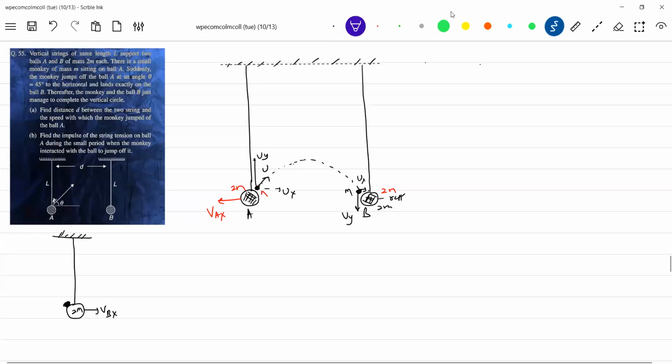Okay, what equations can we write? Initially the monkey was at rest, so by conservation of momentum, m u_x equals m u_x minus 2m V_Ax. So V_Ax is equal to u_x by 2. Theta is 45 degrees. Similarly, what is V_Bx? m u_x should be equal to (m plus 2m) into V_Bx. So V_Bx is equal to u_x by 3.